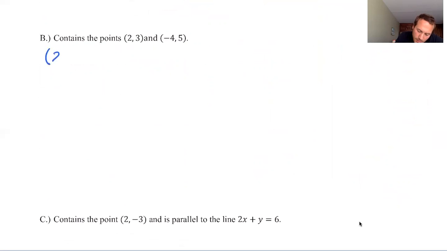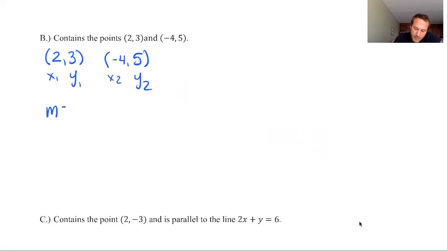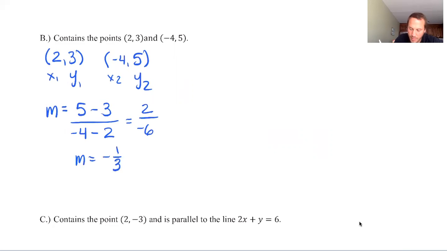I've got (2, 3). I'm big on labeling things. I've also got (-4, 5). Here's x1, y1, x2, y2, and what could I do from here? Well, I'm going to find the slope. My slope here is going to be 5 minus 3 over negative 4 minus 2. This gives me 2 over negative 6. My slope is negative 1/3.